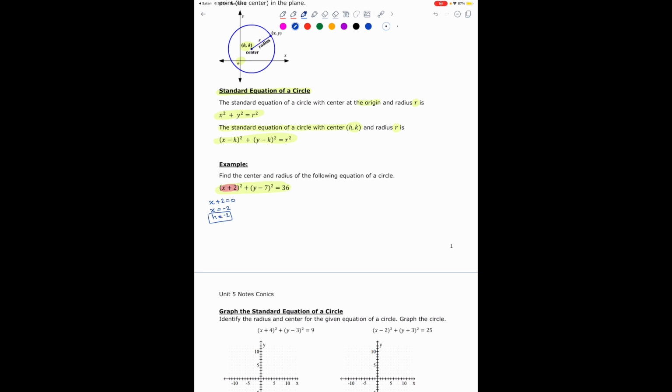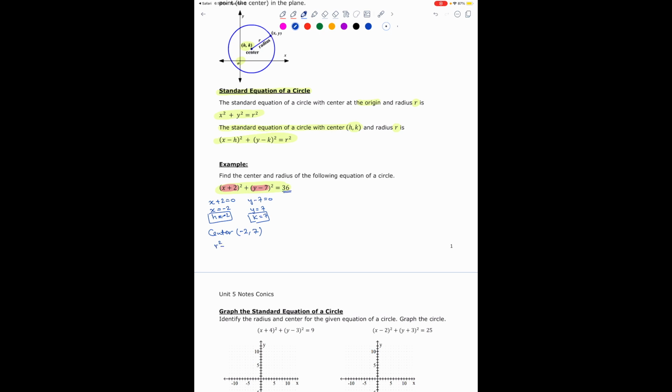Similarly, I will set this expression equal to 0. So I will have y minus 7 equals 0. So we'll have y equals 7, which is the k value, by the way. So that is how you're going to find the h and k value. So the center is negative 2 and 7.